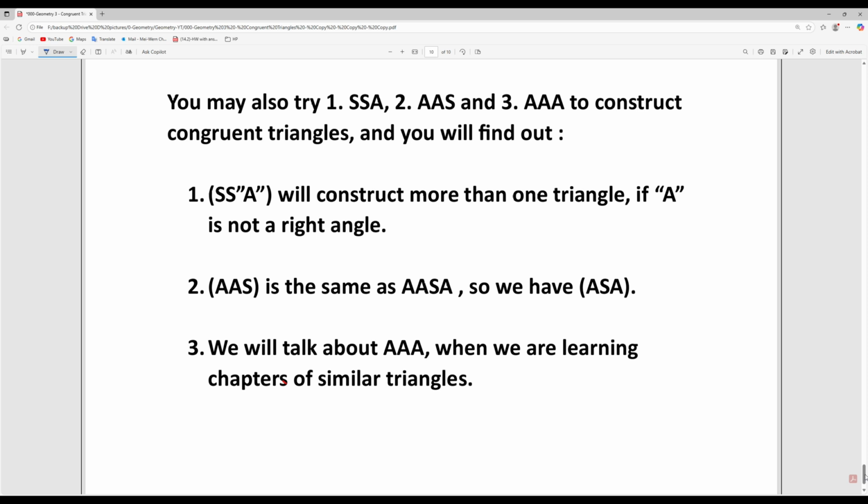Other than the previous SSS, SAS, ASA, and HL, other than those postulates, what do you think about SSA, AAS, or AAA? See, we have SSS. How about AAA? So number one question, SSA.